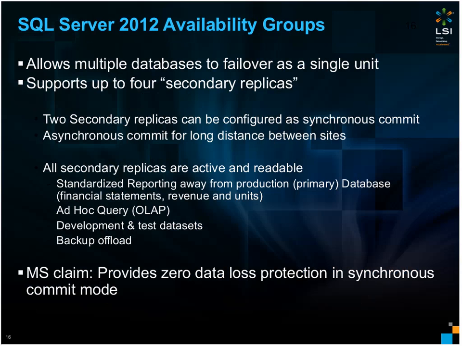Let's talk about SQL Server 2012 availability groups. The change here is that it allows multiple databases to fail over as a single unit, rather than each database instance being failed over at once. So you can see how this provides availability, accessibility, performance improvements to the databases themselves. It supports up to 4 secondary replicas. So 2 of those replicas can be synchronous commit replicas, and 2 can be asynchronous replicas for long distance disaster recovery. The important piece here is that all of the secondary replicas are active and readable.